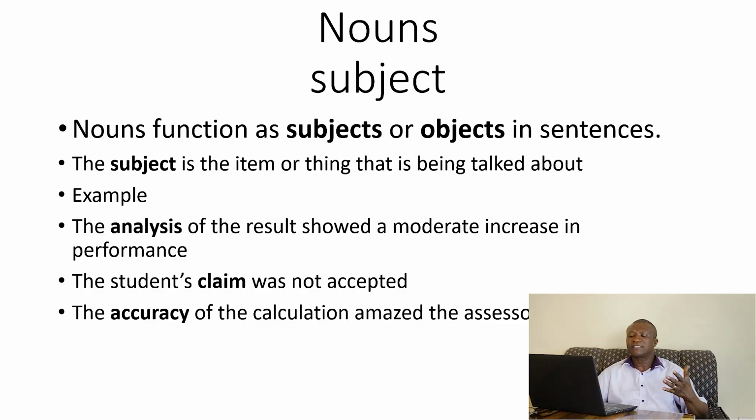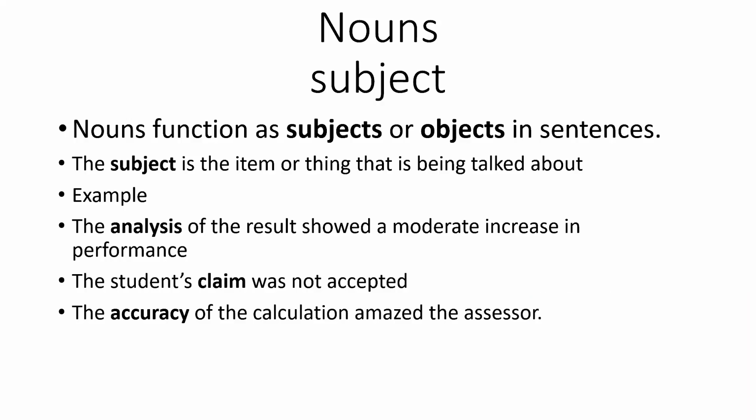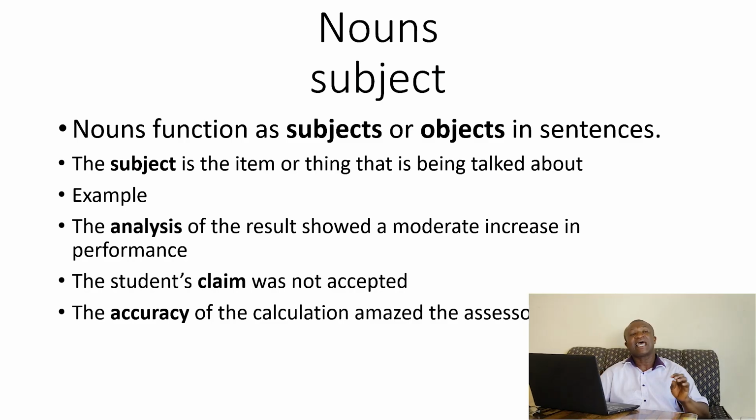Another example, the second example, "The student's claim was accepted." What was accepted? The claim. So the claim is a noun performing the function of a subject. The third example here, "The accuracy of the calculation amazed the assessor." So the noun that is performing the function of a subject in this sentence is the accuracy. So these words we have looked at are nouns performing the function of subjects.